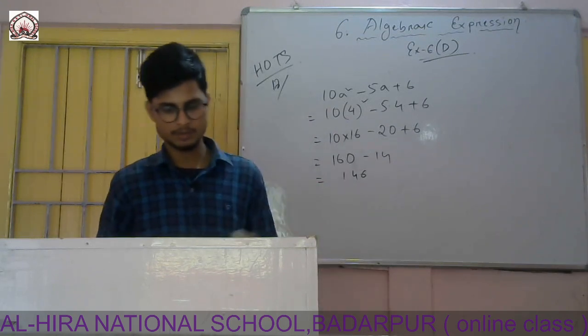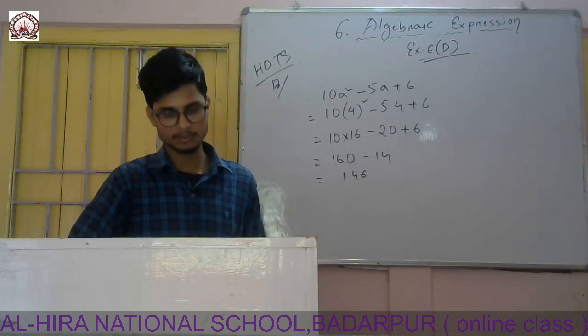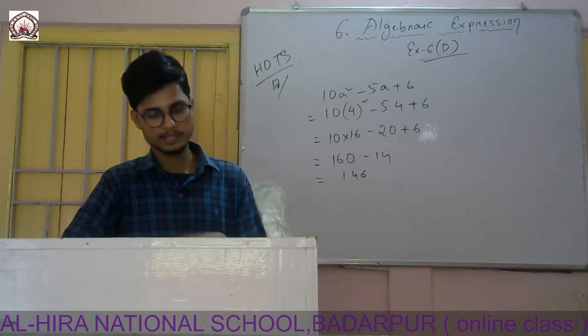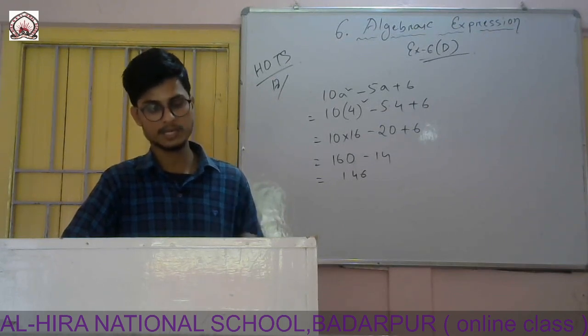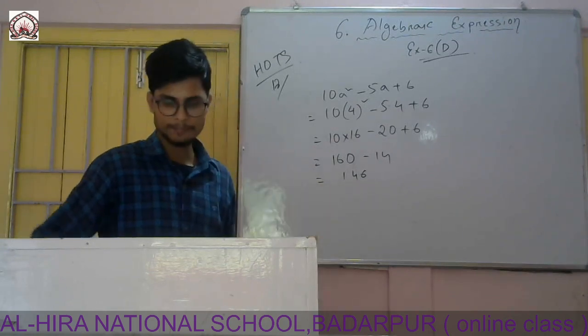So the question was, first of all you have to find the value of a. It is given as 4a minus 3 is equal to 13. So from that, first of all I find the value of a, then I put it in the expression 10a square minus 5a plus 6 and I got 146. So this is the answer.